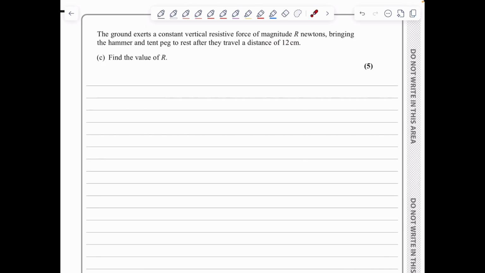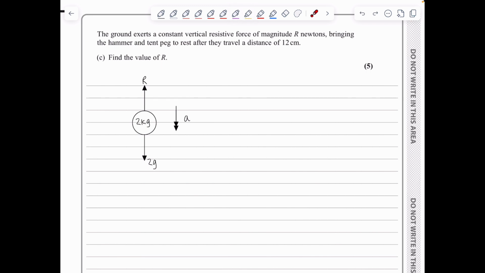And in part C, we are told that the ground exerts a constant vertical resistive force of magnitude capital R newtons, bringing both the hammer and the peg to rest after traveling a distance of 12 centimeters. We need to determine the value of R. I will draw a diagram here. This is the combined mass of 2 kilograms. We are traveling downwards, so I'm always putting my acceleration pointing towards the direction of travel. We have the weight of 2g pointing downwards, but then we also have this resistive force of capital R, and the objective is to find this capital R.